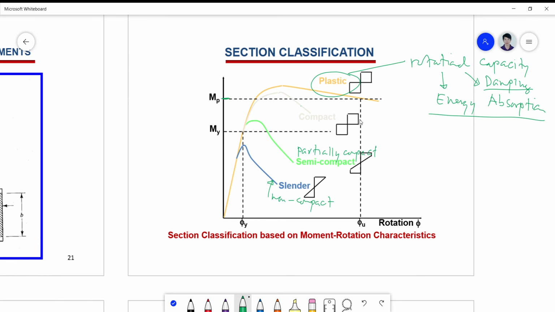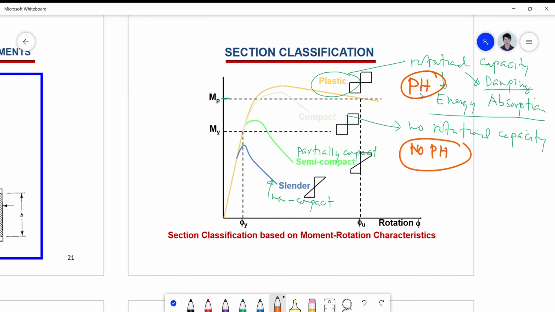Ang compact naman, wala siyang rotational. Merong konti. Okay. Ito large, ito small. So, ang ibig sabihin dito, hindi siya pwede mag-form ng plastic hinge. Dito ka lang pwedeng magkaroon ng plastic hinge. Ito yung mag-absorb ng energy mo eh. Yung plastic hinge formation.